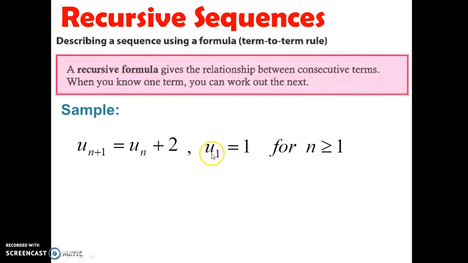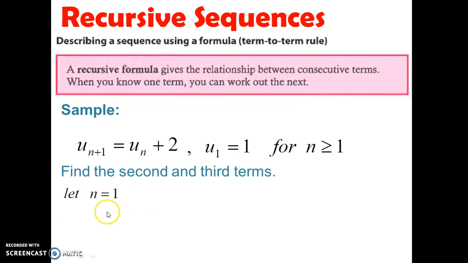So here's how we can work with these. And there's more given in this one. In this problem, we're also given that u sub 1, the first term, is 1. And again, the rule is only true for n values greater than or equal to 1. So find the second and third terms. We know the first term is this. How can we find the second and third?